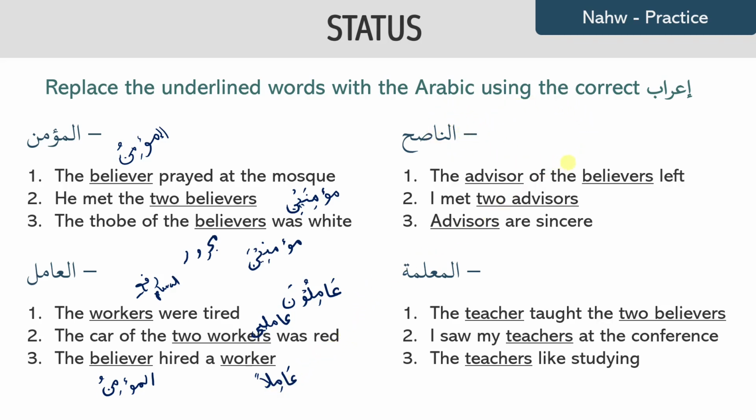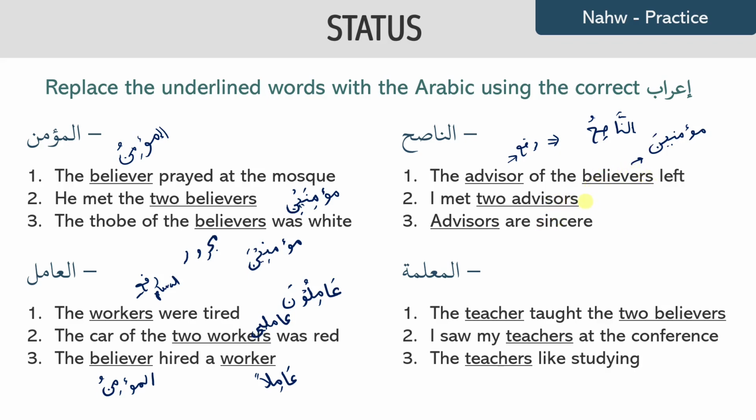Nasih, which means advisor. So number 1 is the advisor of the believers left. The advisor is the doer of the action, so this is rafa, and it's singular. So that's going to mean that it's nasihu. This word is going to be rafa, so we're going to say an-nasihu of the believers. This is again the word after "of", which is going to be majroor, so it's going to be mu'minina, and it's going to be plural because believers is obviously plural.